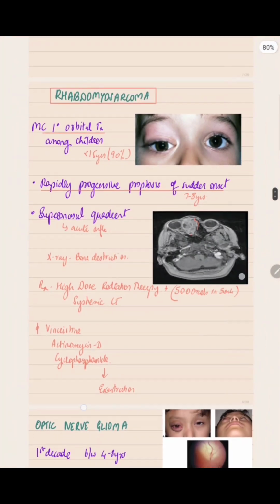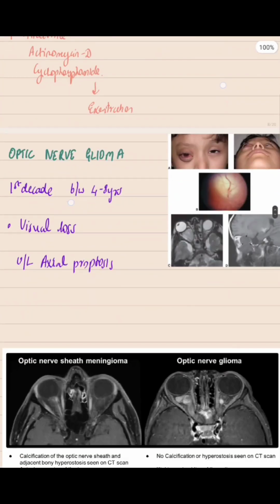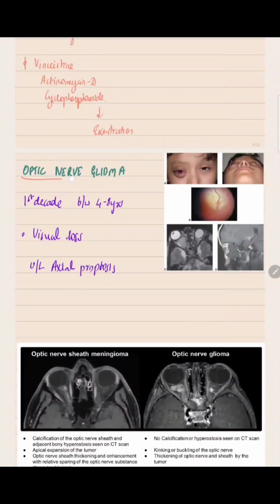That is rhabdomyosarcoma. Next is optic nerve glioma. It is a benign tumor that arises from the astrocytes. It usually occurs in the first decade of life, usually between the age of 4 to 8 years. It may present as a solitary tumor or it may be associated with neurofibromatosis.